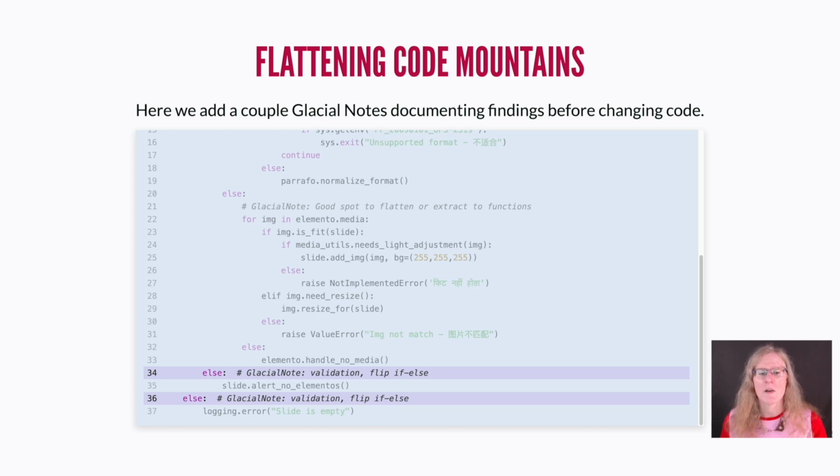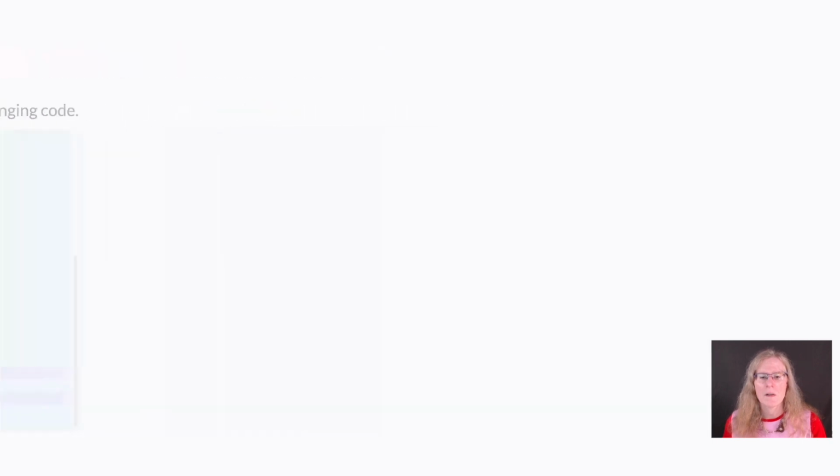And we also make some notes on some of these if-elses about, well, maybe we actually want to put the validation first. Now, before we continue, remember we want to make small incremental changes, and this is where we want to commit our code. We want that history.